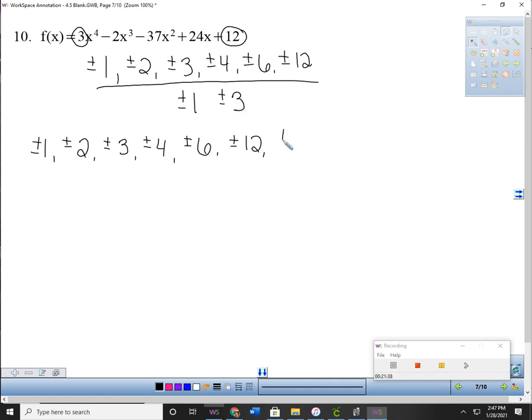So 1 divided by 3, 2 divided by 3, 3 divided by 3, but that's just 1, 4 divided by 3, 6 divided by 3, that's 2, and 12 divided by 3, that's 4. So we have 18 possible rational roots. And we're going to graph this so that we can cheat the system. That's what we'll call it.